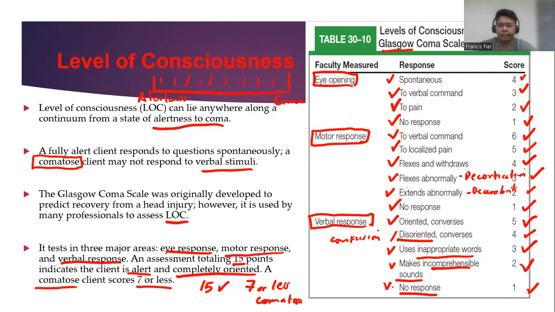All right? Now, what is the lowest score of the Glasgow Coma Scale? Anybody? What is the lowest score for Glasgow Coma Scale? So, the lowest score is 3. All right? So, 3 yung pinakamababa. Walang 0. All right? So, let me show you a video on how the Glasgow Coma Scale is done. Let me share the video.